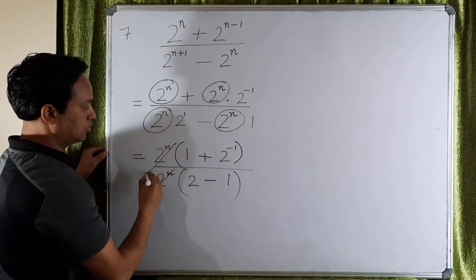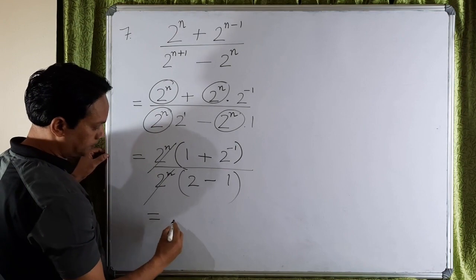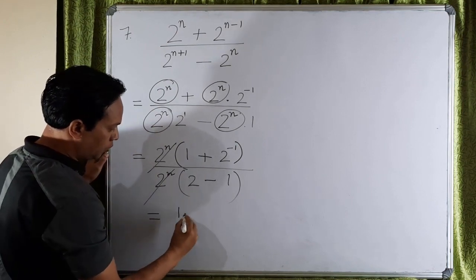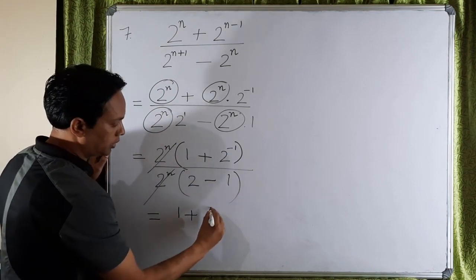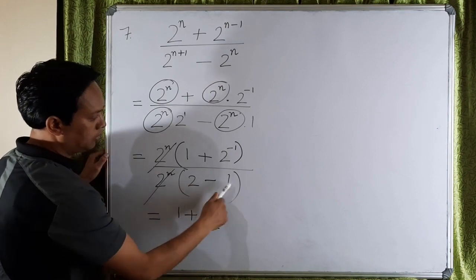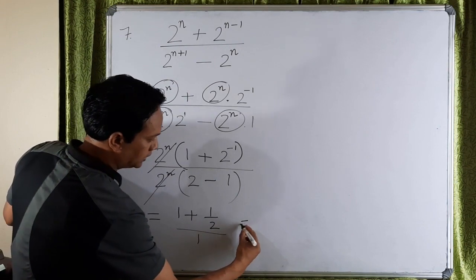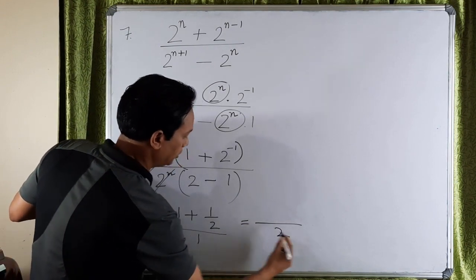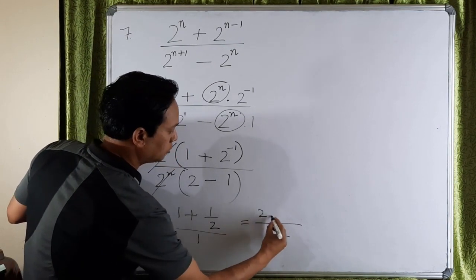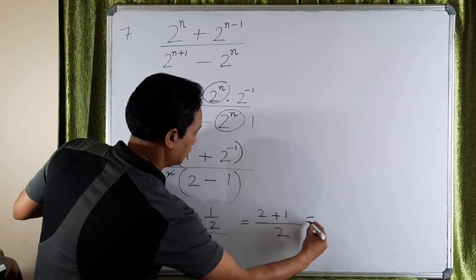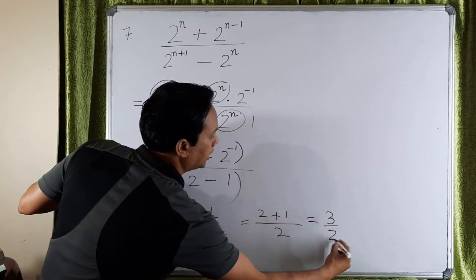Now we can cancel this 2 to the power n with 2 to the power n. We are left with 1 plus 2 to the power minus 1 is 1 by 2. Below 2 minus 1 is 1, which we don't have to write. So the next line, LCM will be 2. 2 1s are 2 plus 1 equals to 3 by 2.